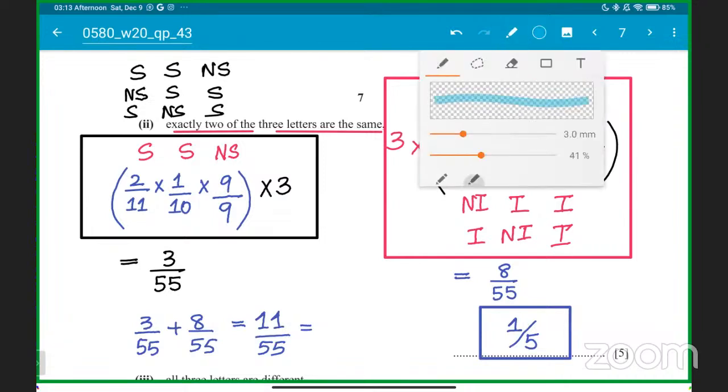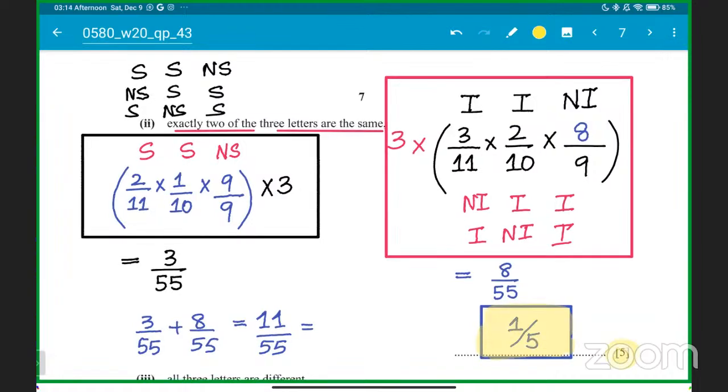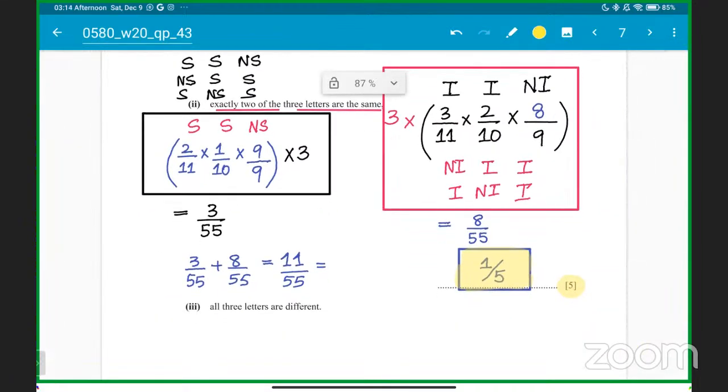So eventually I believe that 1 mark is for the answer, that is 1/5. 2 marks are for this working and 2 marks are for this working, to make the total of 5 marks if anyone wants to get them, okay? Clear, everyone got this?